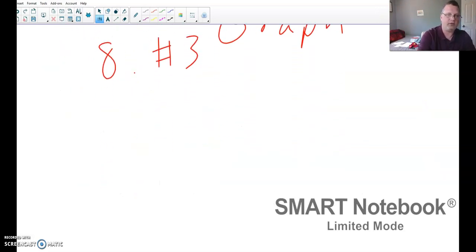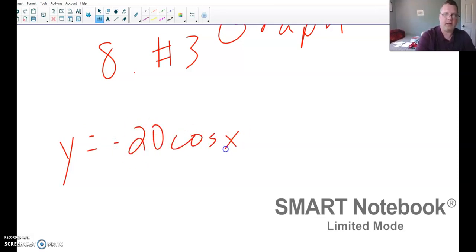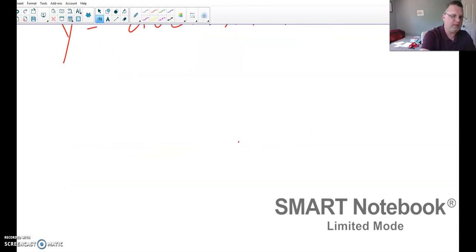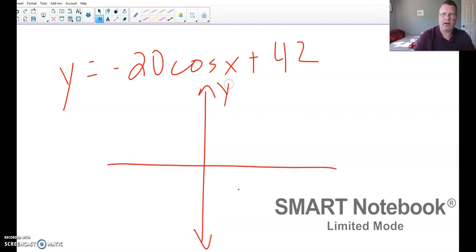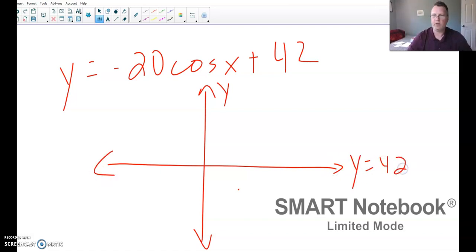Now, real quick, I'll show you something. y equals negative 20 cosine x plus 42. All right, so there you go. All I need you to do is show me this, okay? This is the y. This right here is the midline. This is y equals 42. Okay, that's the midline. Don't worry, if you don't have the x-axis, don't worry about it. Now you just go here and here. They're up 20. So that means this is 62, and this is 22.